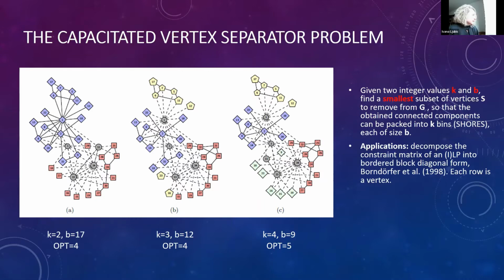And now what is the role of this parameter b? Well, we want the workload on each of these machines to be somehow balanced, and that's why we limit the size of each of these blocks. So this is the idea.